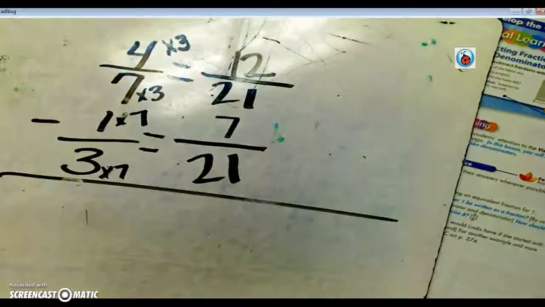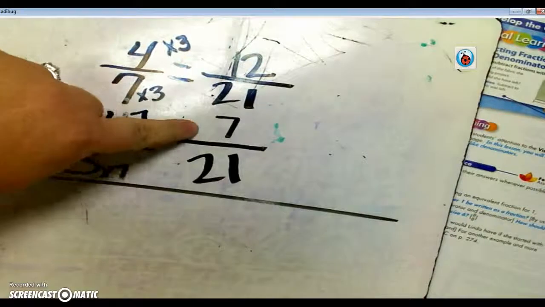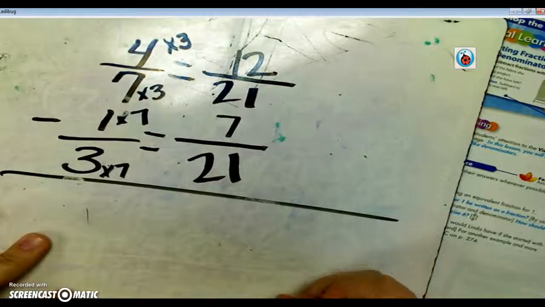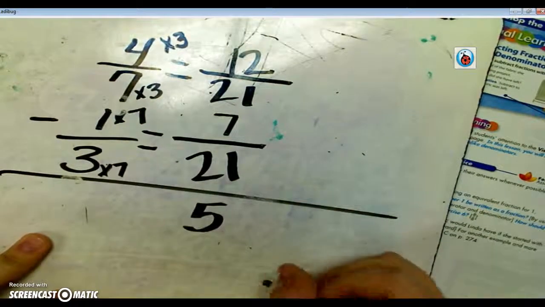What's my next step? Chloe, can you tell me my next step? What's the question that I should always ask myself in my mind when I get to this point and I'm subtracting? Not yet. What do you think, Landon? I have to first make sure what, though? Before I even subtract, I always want to make sure the top number is bigger. Is 12 larger than 7? Yes. So now I can subtract. 12 minus 7 is? What's my denominator, Caleb B?